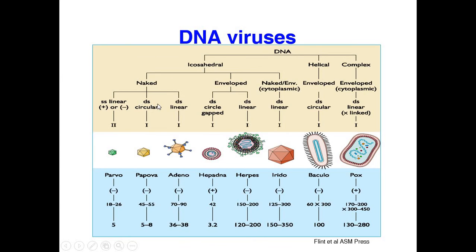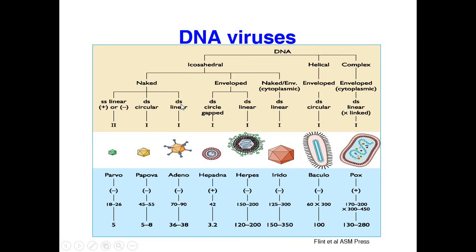Double-stranded DNA viruses with circular nuclear material is present in group 1. Example is papovavirus with negative polymerase enzyme, mean don't have any kind of polymerase enzyme. The size is 45 to 55 nanometer, and the genome size is 5 to 8 kilobase pair.